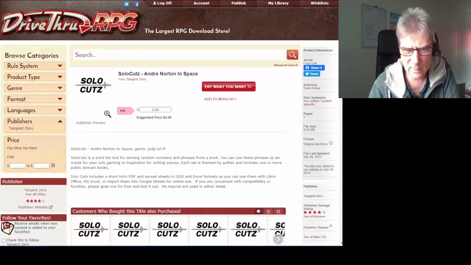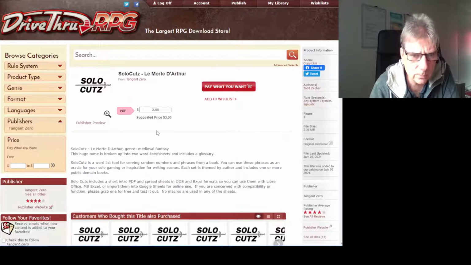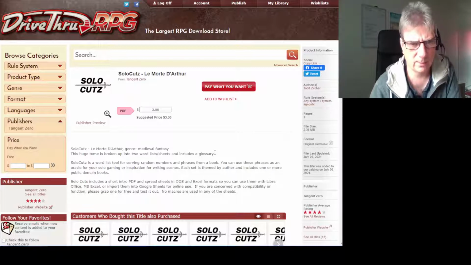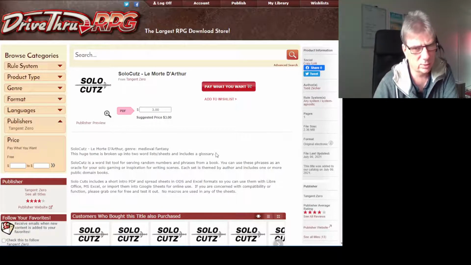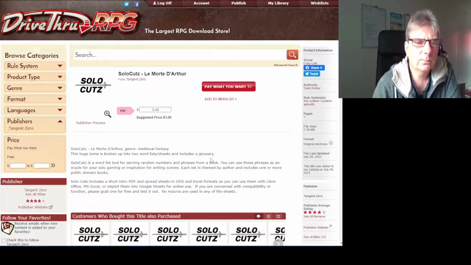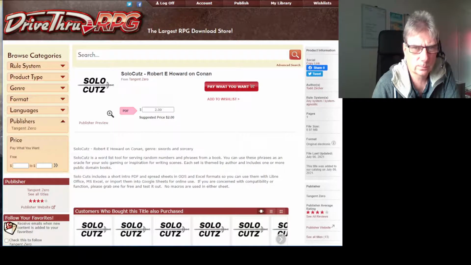And it took me a while to work out what that was. There is an extra one here, the very last one, where it has 2 lines, and the second line just says it's a really huge tome broken into 2 lists or sheets and includes a glossary. So you wouldn't be able to tell that looking at the products.